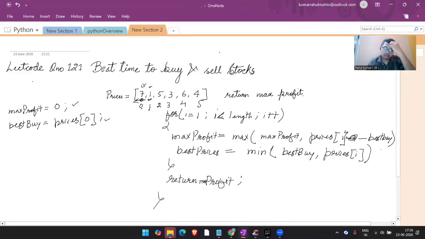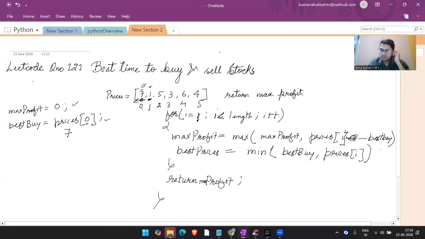So let me take you through the dry run. Initially best buy is equal to 7, because at the 0th index we have 7. Now our agenda is to sell our stock. To sell the stock, I can't sell on the particular day where I bought. I can only sell from the next day after I bought. That's why I started the iteration with the first index.